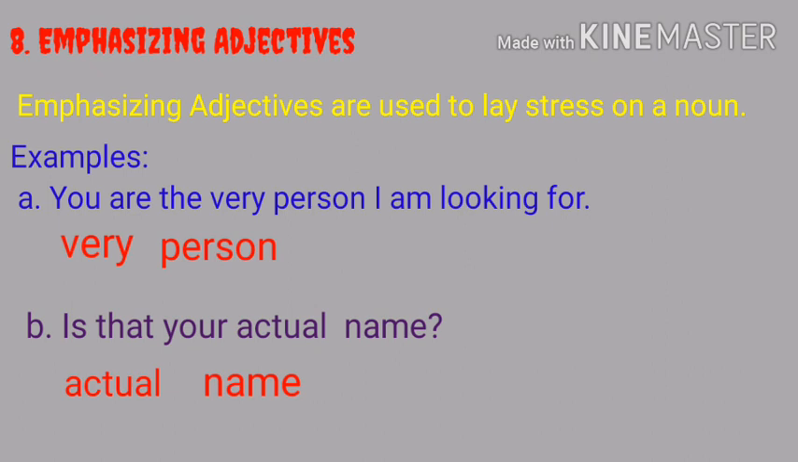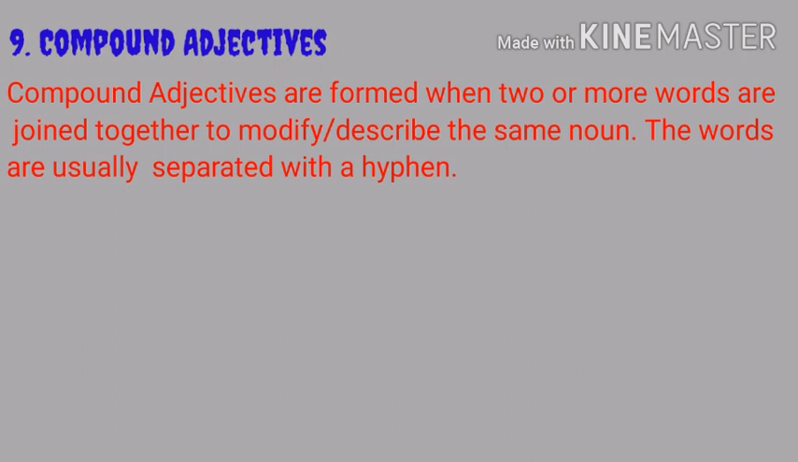And finally, let us see the last kind of adjective, that is compound adjectives. So what are compound adjectives? Compound adjectives are formed when two or more words are joined to modify or describe the same noun. The words are usually separated with a hyphen.